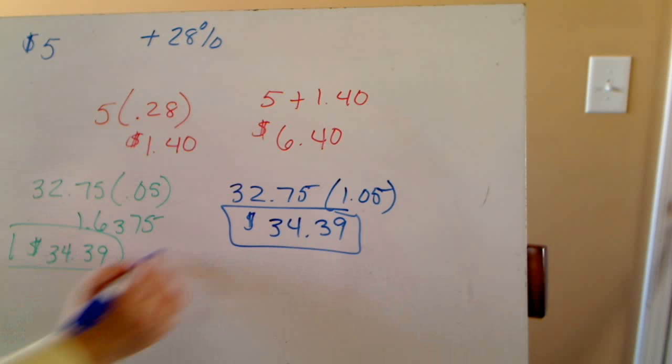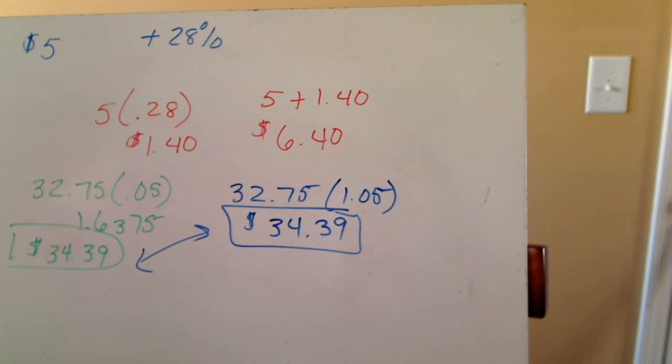Which, if you know, is the same exact answer. So either way will work for taxes, only if it wants the final price. If it wants to know how much is being taxed, then that's the 1.6375. But if it wants to know the final cost, then that's the 34.39, where you can multiply by 1 and the decimal.